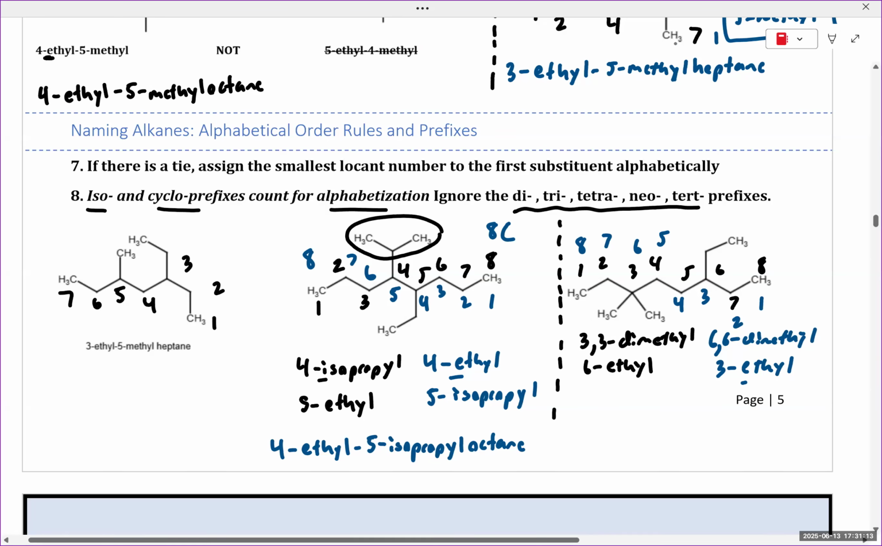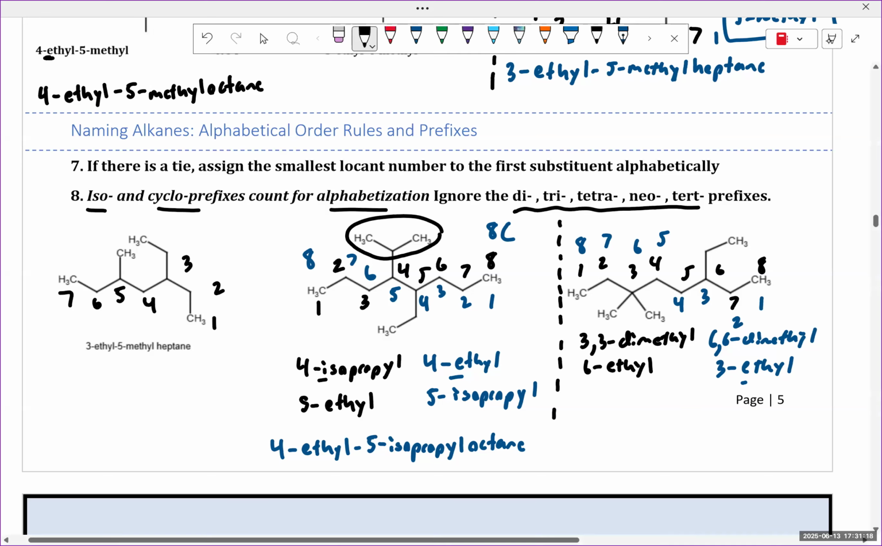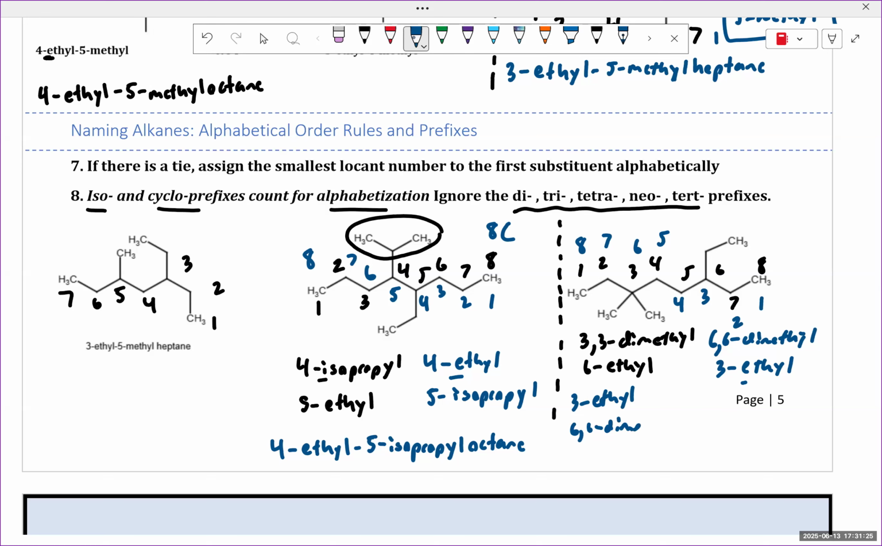So in this case, this compound will be named as 3-ethyl 6,6-dimethyl octane. Again, remember that the di, tri, and other prefixes are not included in terms of alphabetical order.